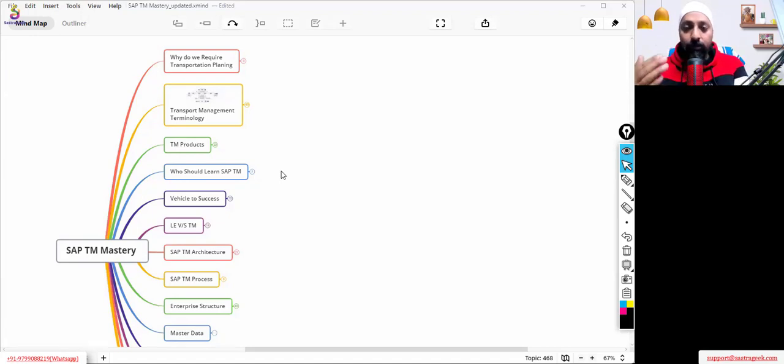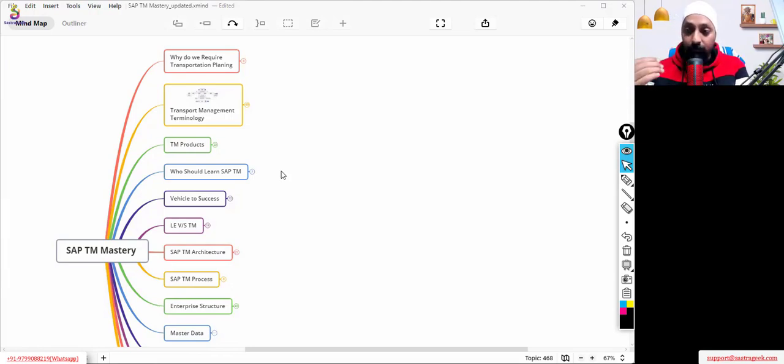Post that, we will go into the enterprise structure. We will set up the system from scratch, creating a company code, and we will do everything from scratch, creating master data, and then again do an end-to-end cycle with TM. That's how we will go ahead. So first going through the basics, then an end user scenario, then configurations and master data, and then again an end-to-end scenario. That's what we will be doing.